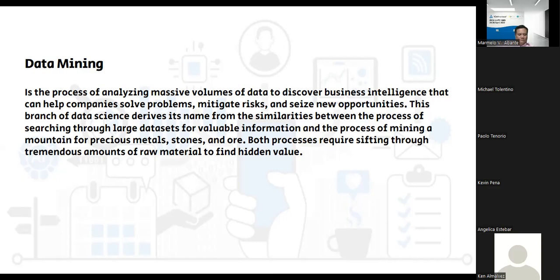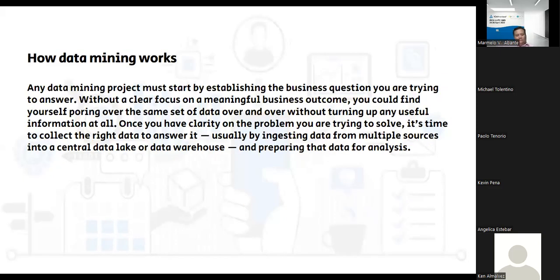Using powerful computers and algorithms to execute a range of statistical techniques that analyze data in different ways, users can identify patterns, trends, and relationships they might otherwise miss. They can then apply these findings to predict what is likely to happen in the future and take action to influence business outcomes. So, how does data mining work?